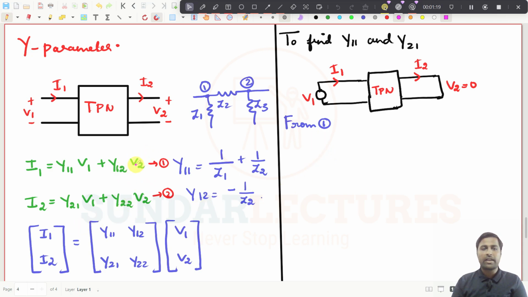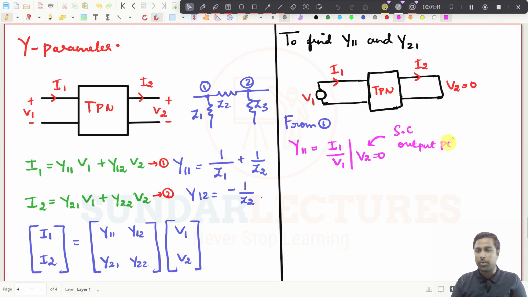So if V2 becomes 0, then what will be Y11? Y11 should be equal to I1 by V1 with V2 equal to 0, which means you are just short circuiting the output port. That's all, right? Simple output port. So this is one thing.